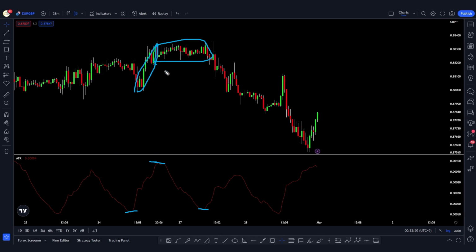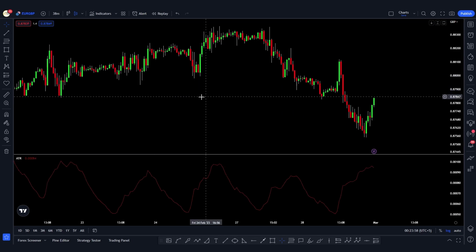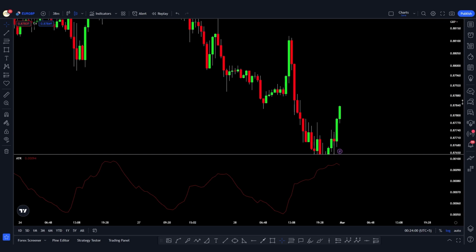And we want to capture these moves because we want to take trades during the trending markets. So now let's talk about how you can use the ATR in your trading strategy.